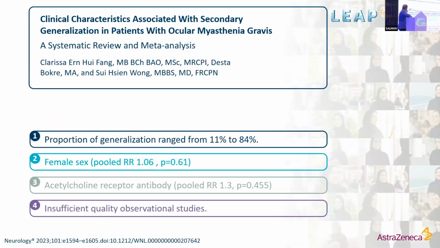There's another paper that came out a few years back looking at the predictors of secondary generalization in ocular myasthenia. And out of those, same thing, antibody positivity was found to be the most significant predictor. But again, the study was limited because of the insufficient quality and the fact that most of the studies were observational.